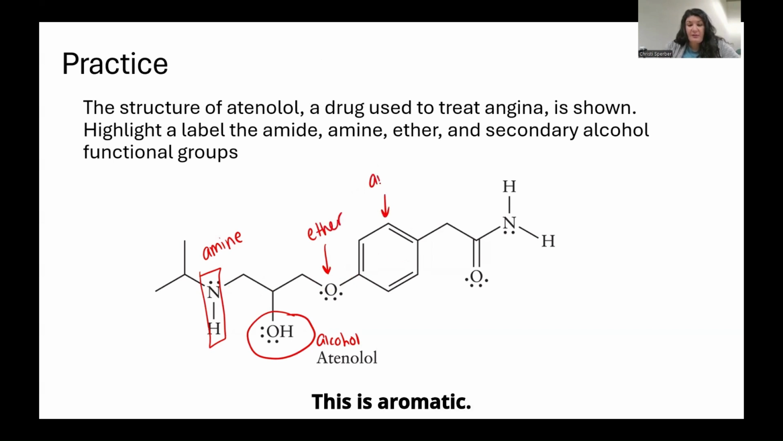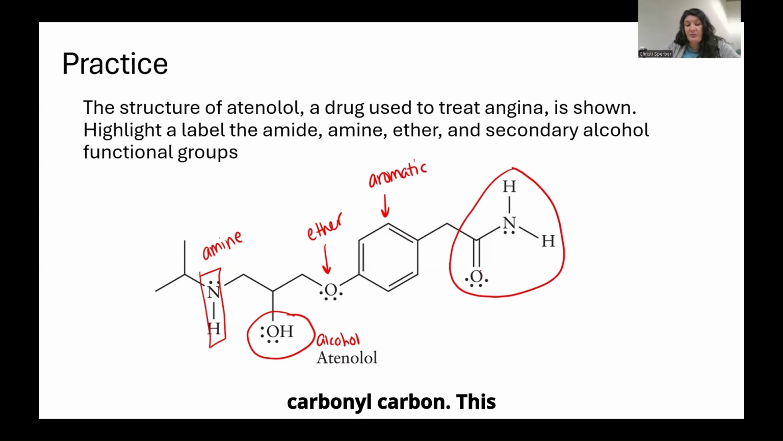This is aromatic. We have nitrogen bonded to a carbonyl carbon. This is an amide.